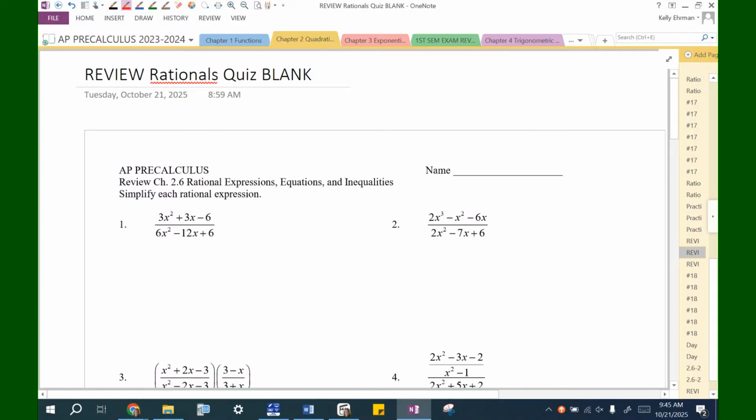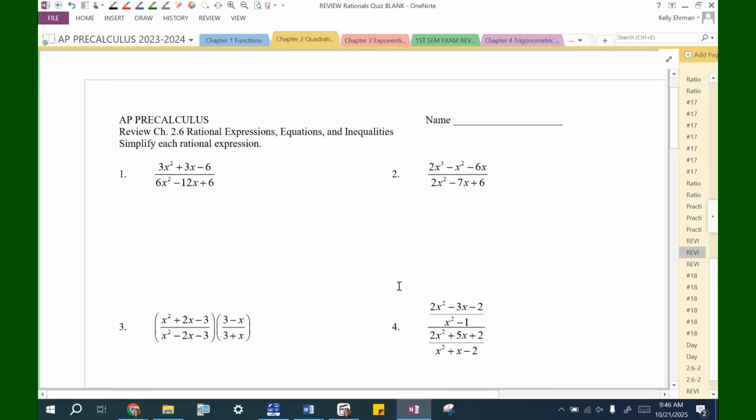All right, this is the review for the 2.6 quiz, which is over rational expressions, equations, and inequalities. Make sure that part of what you're doing is paying attention to which type of problem it is. I'm not going to mix them up for the quiz, but oftentimes people will do inequalities the same way they do equations, and that's not quite right. So, simplify each expression means factor, cancel, combine as much as you can.